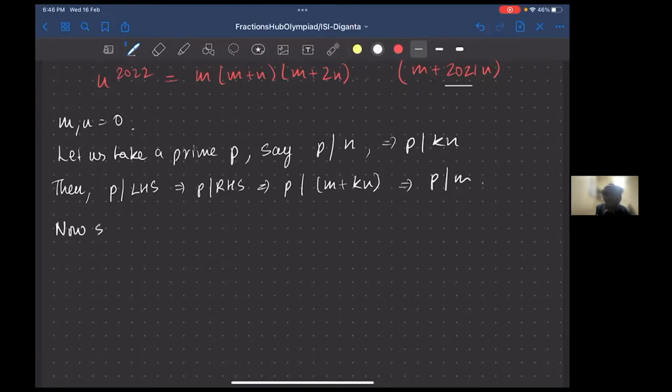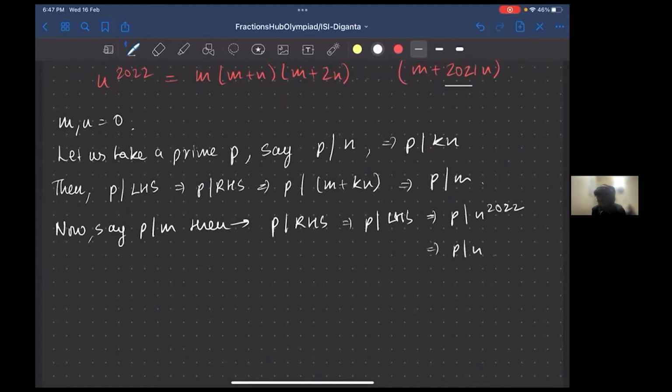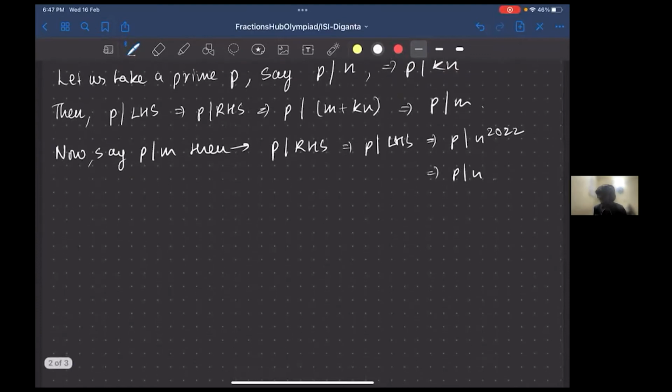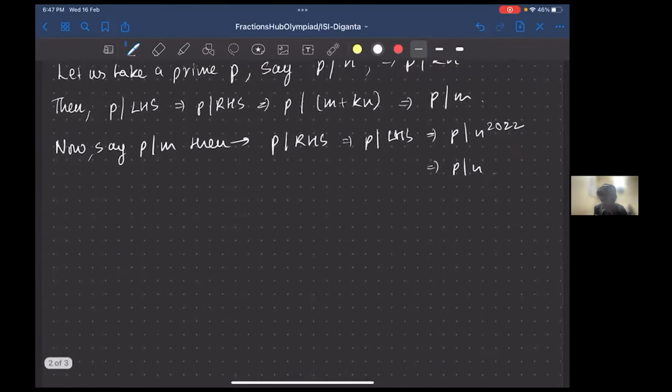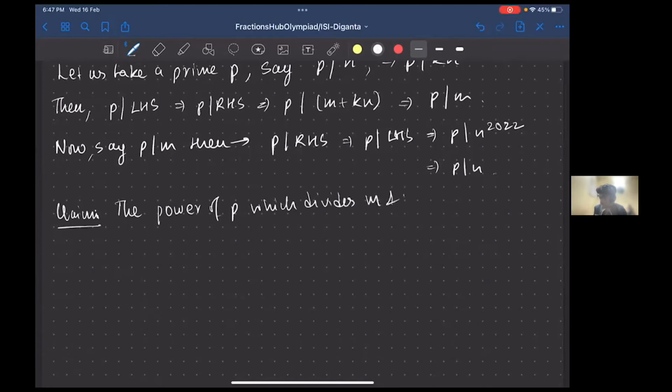Now, say P divides M. Then P divides the RHS, implying P divides the LHS, implying P divides n to the power 2022, implying P divides n. From here, we can see that at least we can guess the claim: the power of P which divides M and N must be equal.